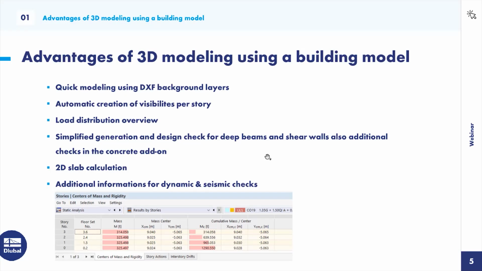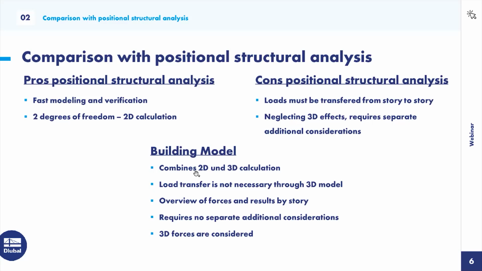Okay, then let's switch to the next chapter. Here is a little overview about a comparison with positional structural analysis. The pros of the positional structural analysis is, of course, you can model this very fast and also do the design checks, and you only have 2 degrees of freedom in this 2D calculation.